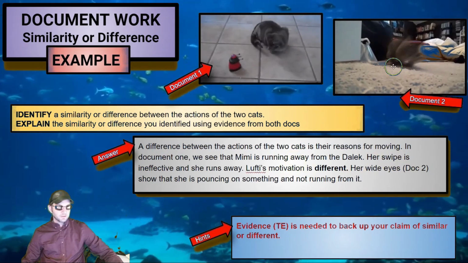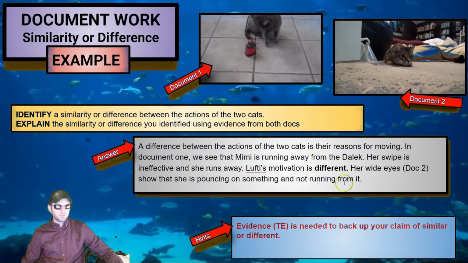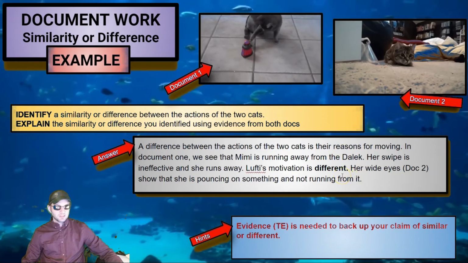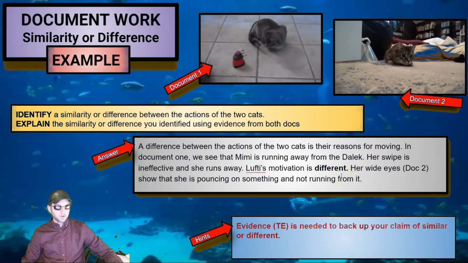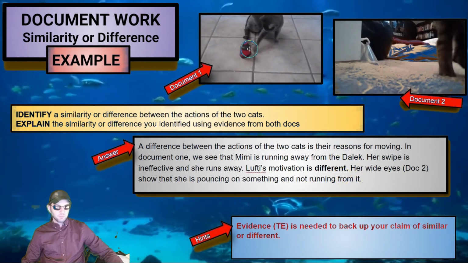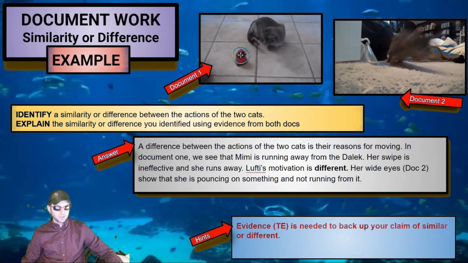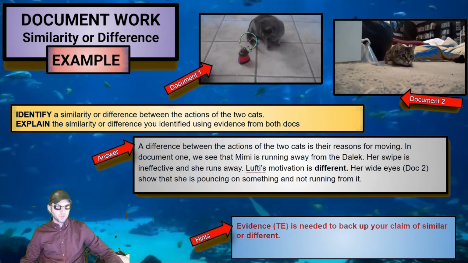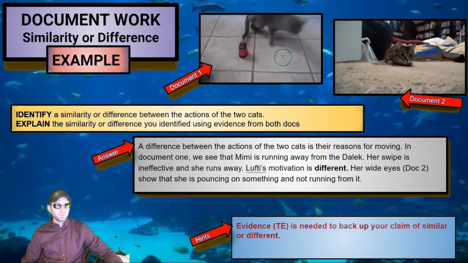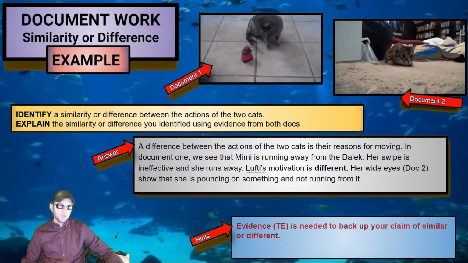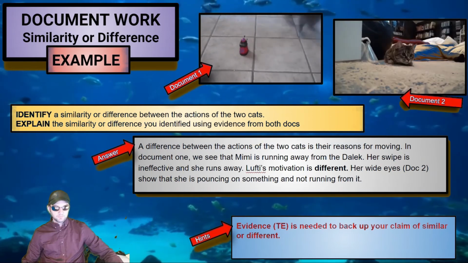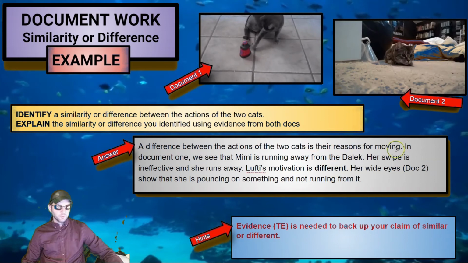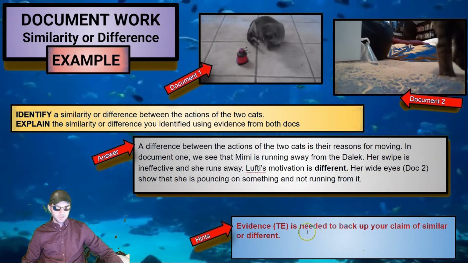3 legs, 4 legs, and then I could explain how that makes it different for them. Similarity. Both are reacting to an object. And then I would say although one is running from the object and one is pouncing on it, they are both reacting to an object. That's a similarity. And remember, I made a claim that they had different reasons for moving, so I have to back that up with textual evidence.